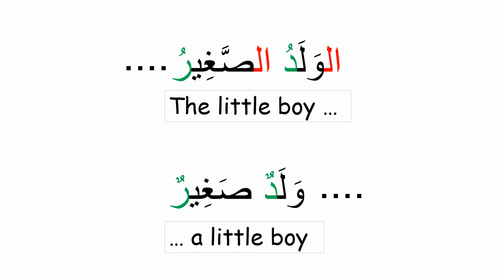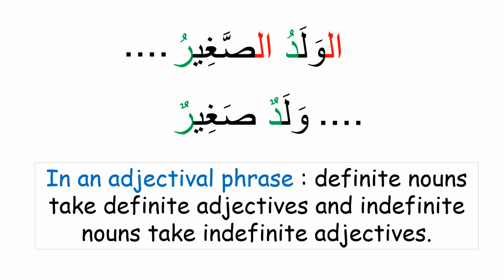Now, in order to get the best outcome out of today's lesson, let's only keep an eye on the definiteness and the case ending. In these phrases, both noun and adjective declined in terms of definiteness and case ending in order to match each other. The definite noun took a definite adjective, and the indefinite noun took an indefinite adjective, and accordingly the case ending did. So again, when it comes to adjectival phrases, definite nouns take definite adjectives, and indefinite nouns take indefinite adjectives.